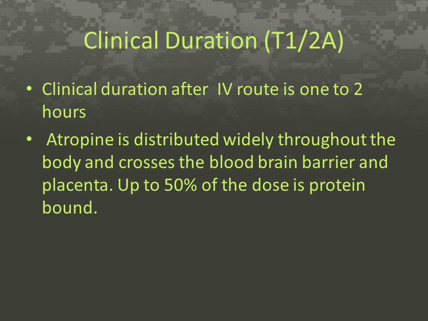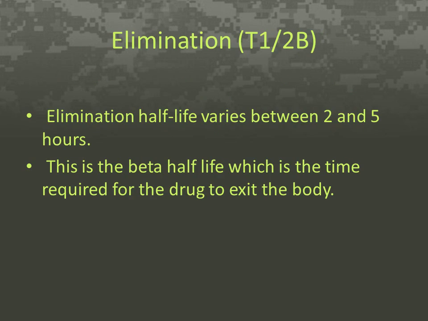Atropine is widely distributed throughout the body and crosses the blood-brain barrier and placenta. Up to 50% of the dose is protein-bound. The half-life of atropine varies between 2 hours and 5 hours. This is the beta half-life, which is the time required for the drug to exit the body.